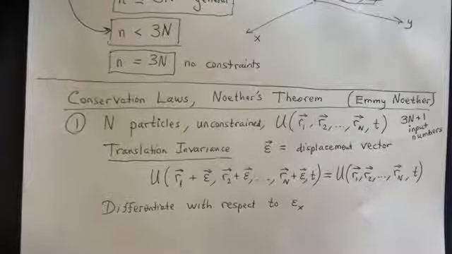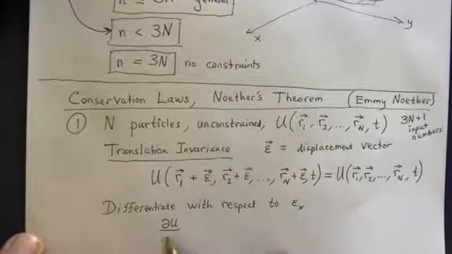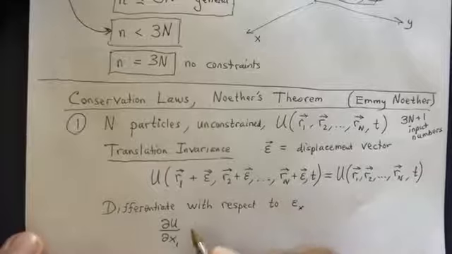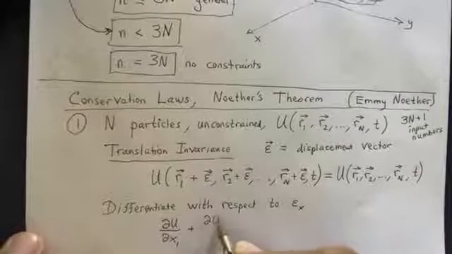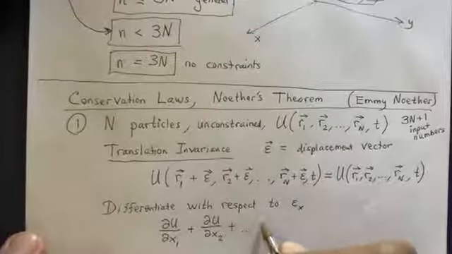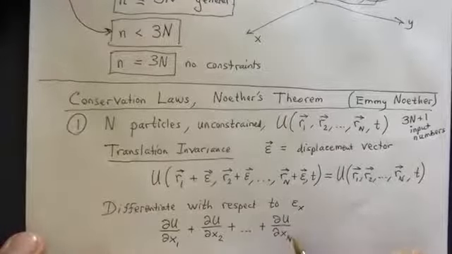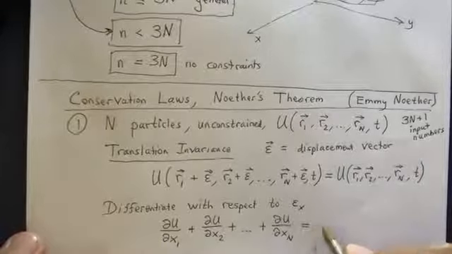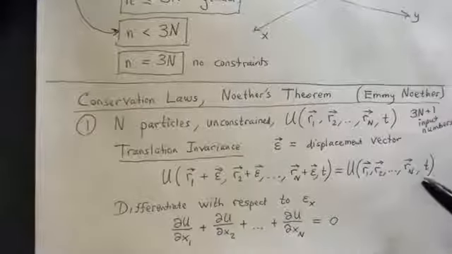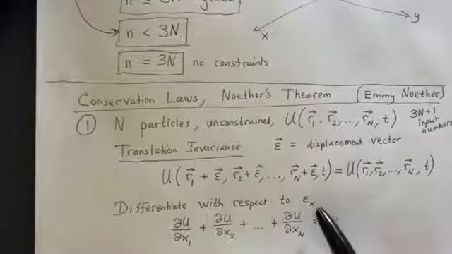And so what we get here is the partial derivative of U with respect to x1, right? We must discuss this. Why is it x1? Plus the partial derivative of U with respect to x2, plus dot, dot, dot, all the way up to xN, the capital N. This is zero. Remember, we observed there's no occurrence of epsilon x here on the right-hand side. So we get a zero there. Now, why is this partial U partial x1 if we're differentiating with respect to epsilon x?